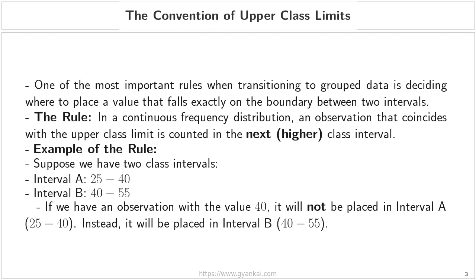Let me give you a concrete example to make this clear. Suppose we are looking at 2 consecutive intervals, interval A, which is 25 to 40, and interval B, which is 40 to 55. If we encounter a data point with the exact value of 40, where does it go? Following our rule, it will not be placed in interval A, the 25 to 40 group. Instead, it will be moved forward and placed into interval B, the 40 to 55 group. Keep this rule in mind, because as we move into our next slide, you will see me apply this exact logic to organize a set of student heights into a frequency table.